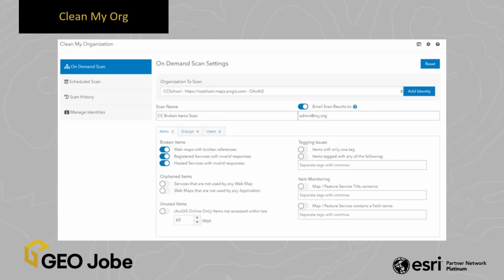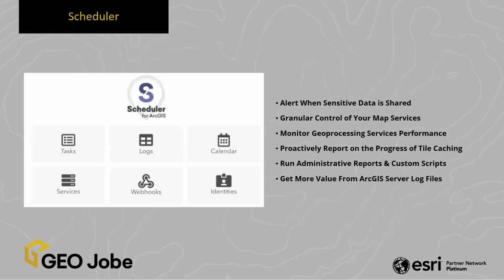CleanMyOrg, this is just so you guys can see the parameters where you can turn them on, send email notifications for like the web maps with broken references, registered services with invalid responses. But you can see the range of parameters that you can set up, and you can also do this on a schedule or have the scan history. And then this is also Scheduler, which we went over most of this, but you can see that it's a very similar interface as our other tools where you can set up tasks, see logs, and also have a schedule set up.